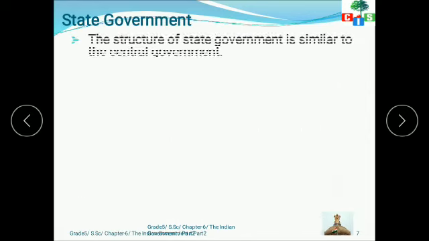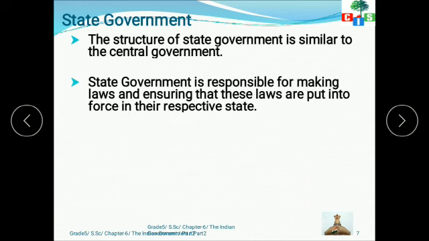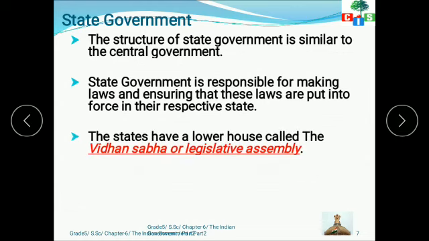Now, let's start today's topic, that is state government. State government has a structure similar to the central government. The state government is responsible only for their respective state. State government is responsible for making laws and ensuring that laws are put into force in their respective states. Now, the states have a lower house which is called Vidhan Sabha or Legislative Assembly. This is very important and you must remember.